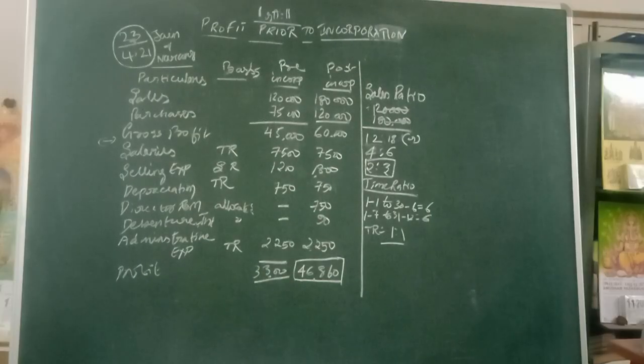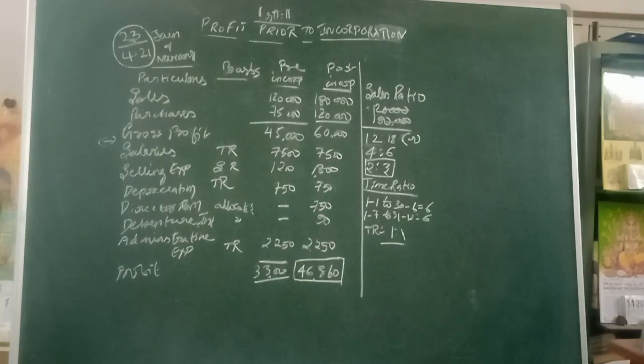First one, sales minus purchases, that gives you the gross profit. In previous problems we had to apportion the gross profit on the sales ratio, whereas in this problem that is not the case. Gross profit is specifically available for two different periods, that is pre and post. So 45,000 and 60,000 we have taken, that is sales minus purchases.